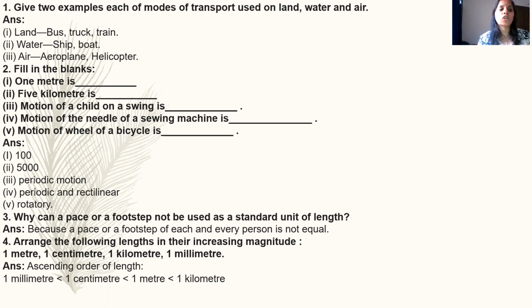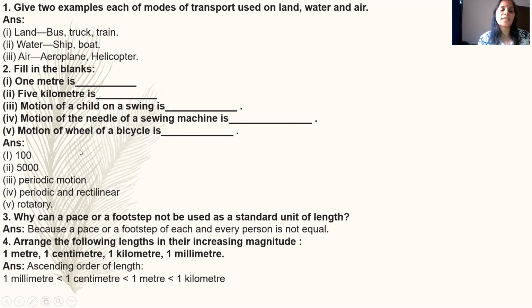Motion of a child on a swing. It is an example of periodic motion. Motion of a needle of a sewing machine. It is an example of periodic as well as rectilinear motion.